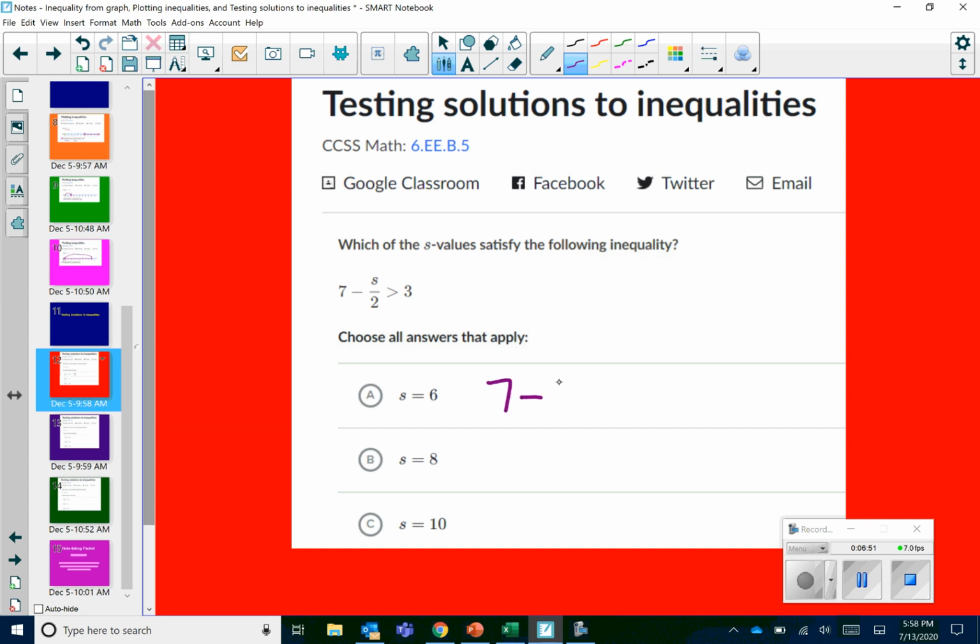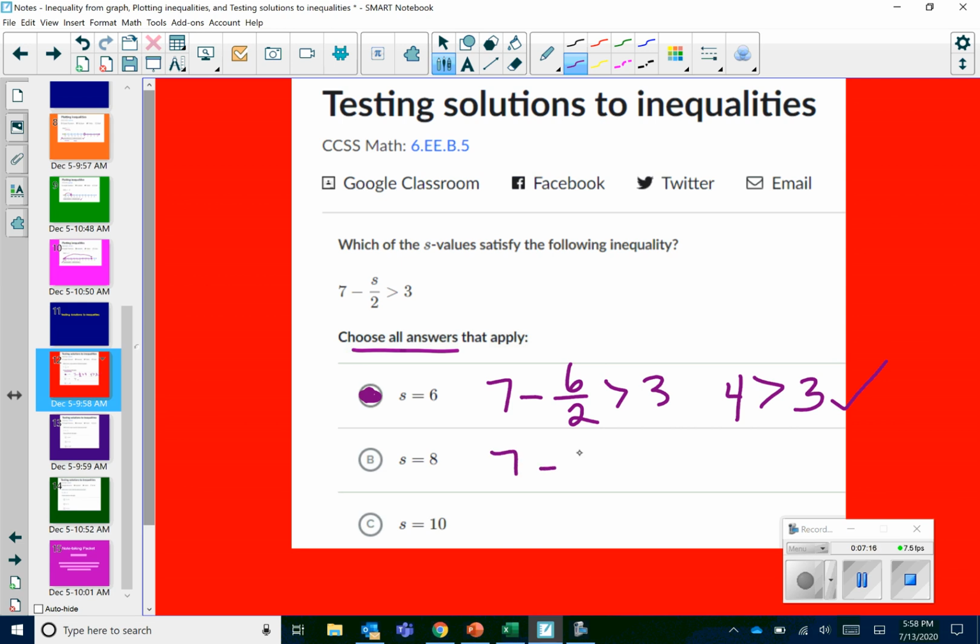So that would be 7 minus 6 over 2 is greater than 3. Well, 6 divided by 2 is 3, and 7 minus 3 is 4. So that says that 4 is greater than 3. Is that true? Yes. So that's correct. But notice it does say choose all answers that apply. Let's try the next one.